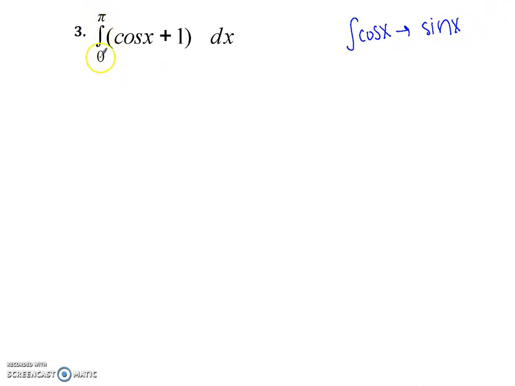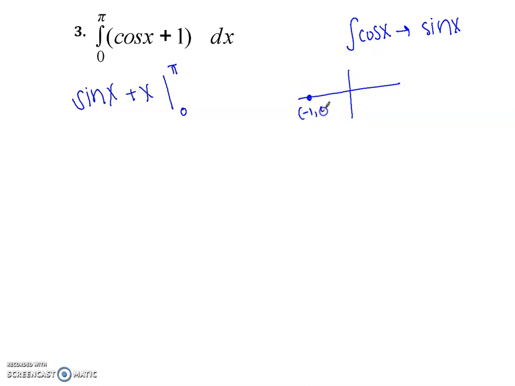Anytime there's a number, numbers on the top and bottom of your integral symbol, you don't need the plus c. So the antiderivative of cosine is going to be sine of x. Then the antiderivative of 1 is just going to be plus x. Then I'm going to plug in pi, plug in 0, and subtract what I get for those two numbers.